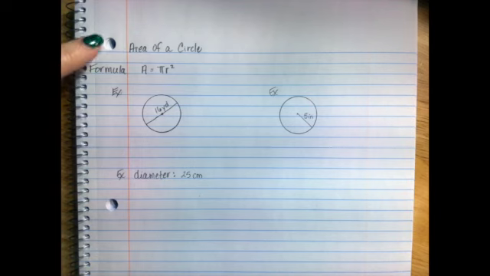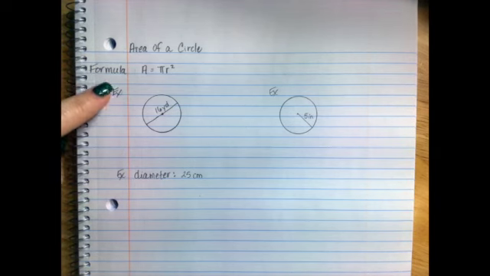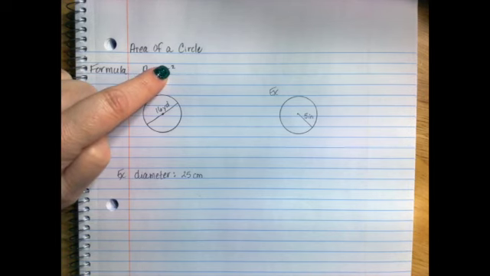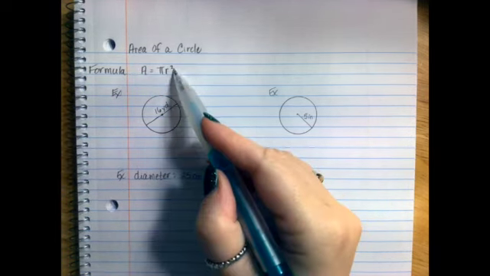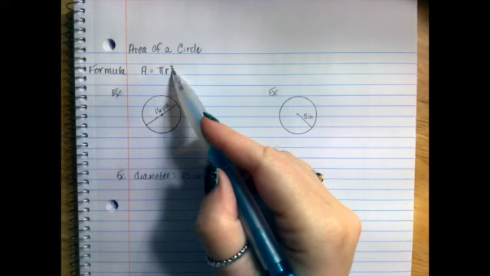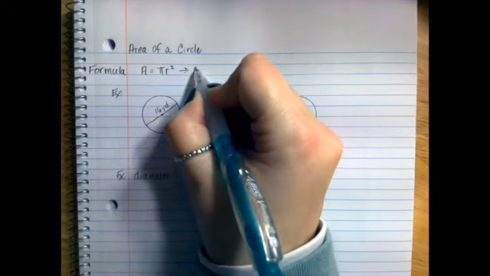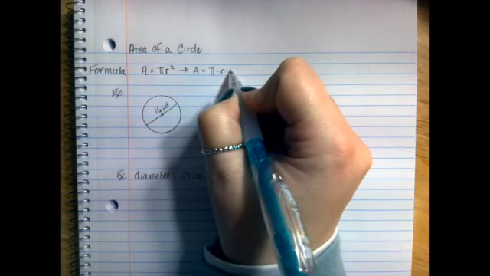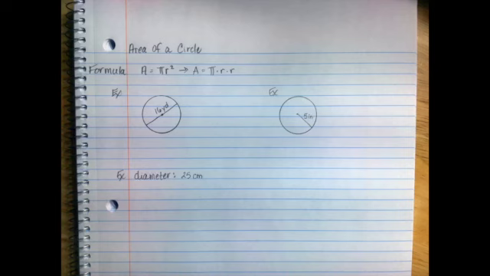This tutorial is about finding the area of a circle. The formula that you use is area is equal to pi times the radius squared. Keep in mind, the only thing that you are squaring is the radius, right? So what you can also write down is pi times the radius times the radius, if that helps you remember it.